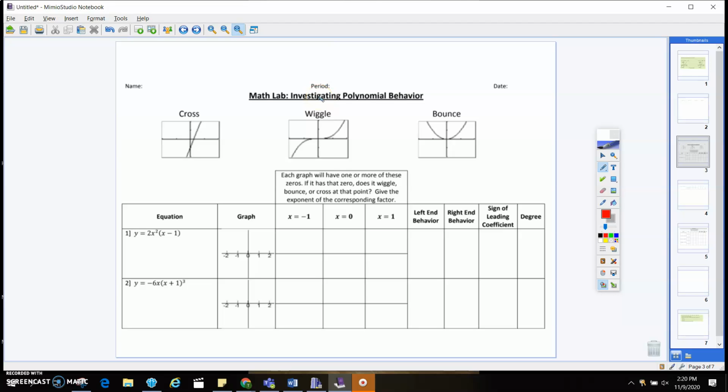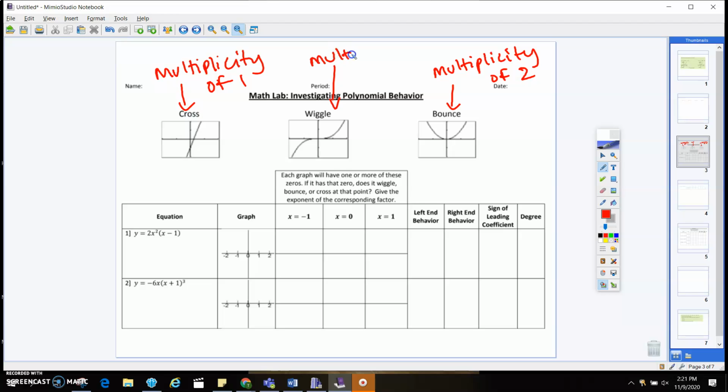Right, so today we're going to talk about end behavior as well as the different types of zeros and how they're related and how to recognize them just based off of the graph. So the first thing that we have is a cross, okay, and this has a multiplicity of 1, okay, and then we have a bounce, which kind of looks like a quadratic, which is going to have a multiplicity of 2.